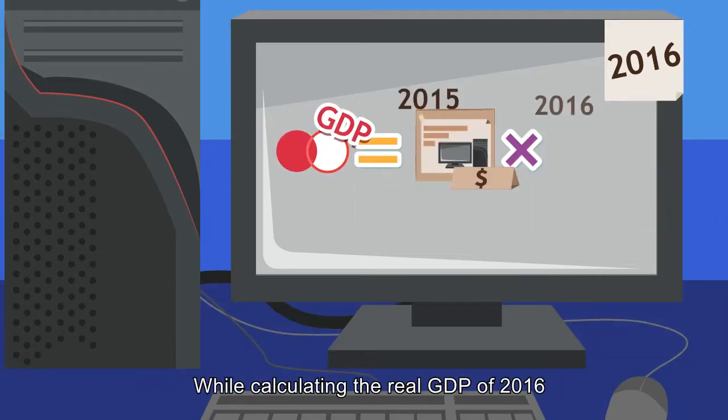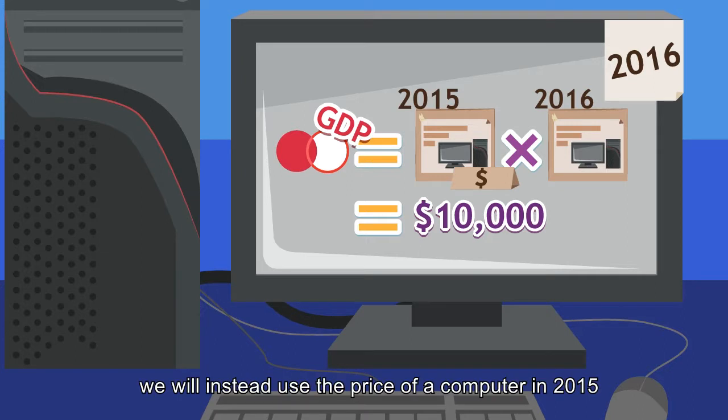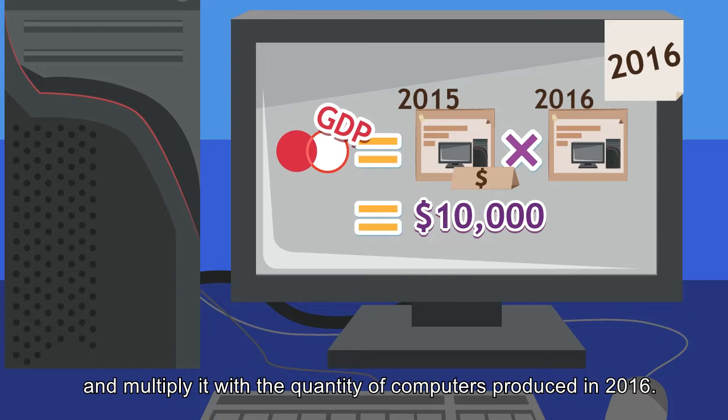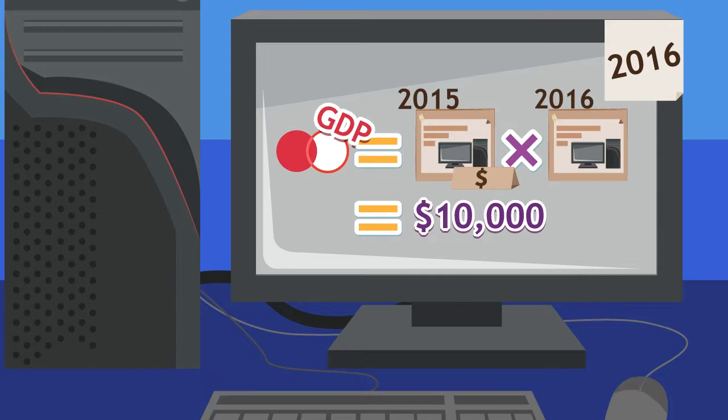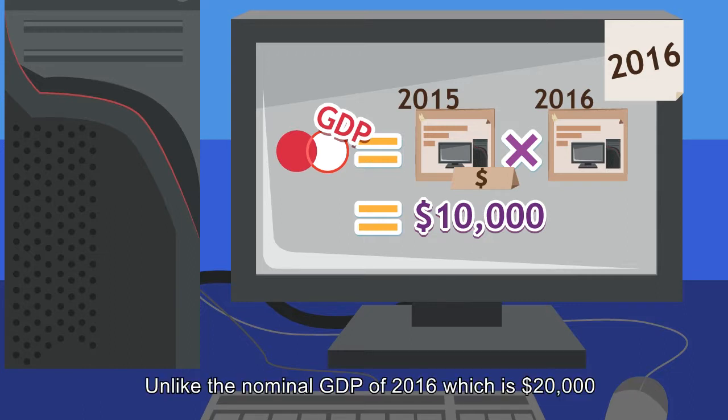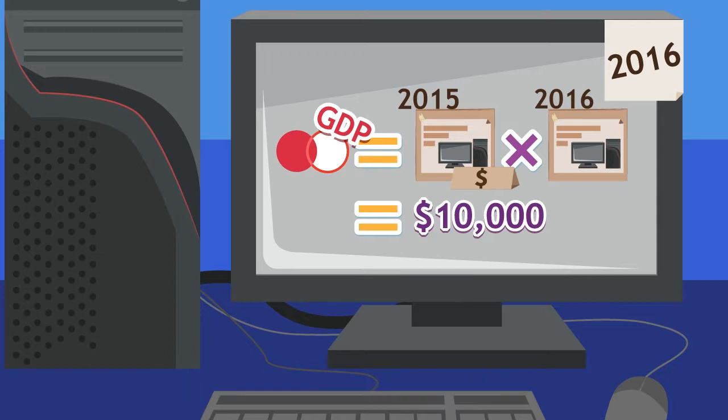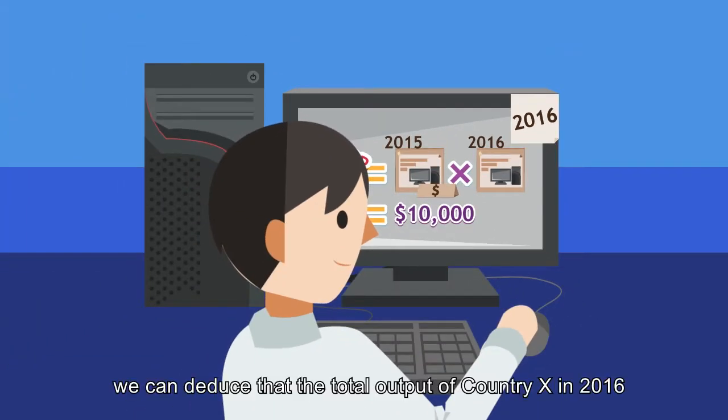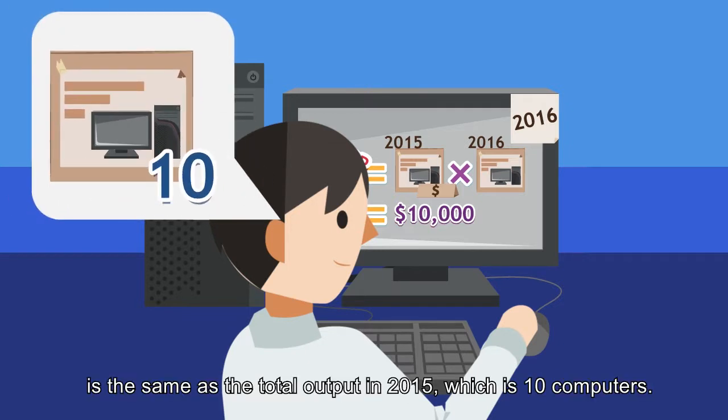While calculating the real GDP of 2016, we will instead use the price of a computer in 2015 and multiply it with the quantity of computers produced in 2016. Unlike the nominal GDP of 2016, which is $20,000, the real GDP of 2016 is also $10,000, which is identical to the real GDP of 2015. From the value of 2016's real GDP, we can deduce that the total output of Country X in 2016 is the same as the total output in 2015, which is 10 computers.